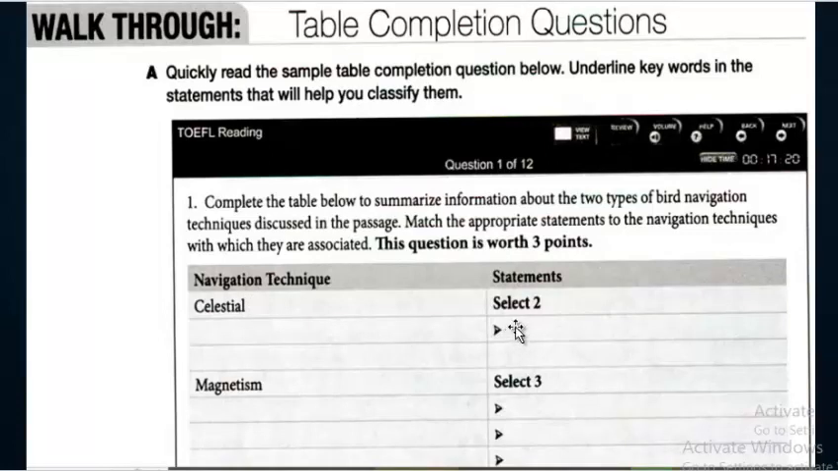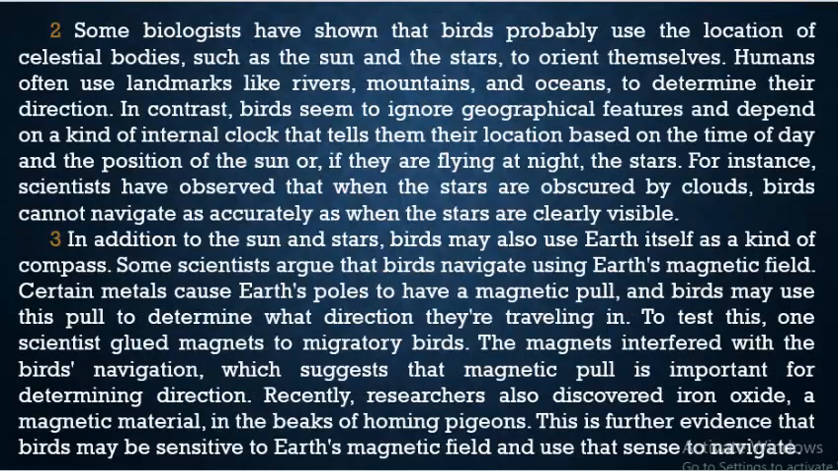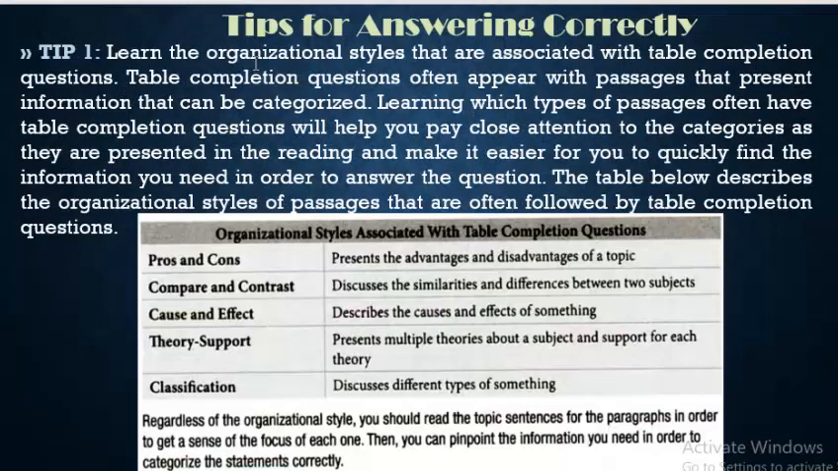For example, statement number 5, statement number 7, statement number 1, number 2, or number 3. Just write down the number. Don't consume your time. Note, you will have only 5 of the 7 statements. It means you have to choose 5 statements out of the 7. Read the passage and do the given activities based on the directed guidance. Steps for answering correctly.